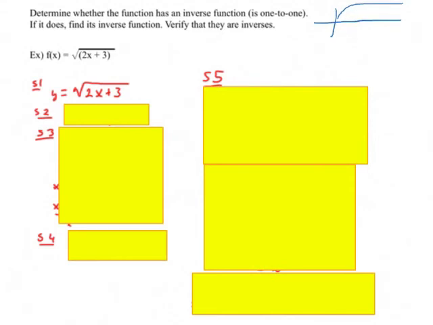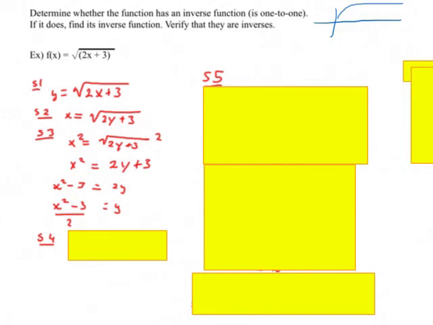Alright, so next thing I'm going to do is interchange the x and the y's. Alright, then we're going to solve it for y, and this is what it's going to look like once you solve for y. So notice what we did. I squared both sides, subtracted a 3, divided by a 2, and I'm left with this. Now, let's use our symmetric property, flip that around, and I'm going to replace y with f inverse. So there's our inverse function.